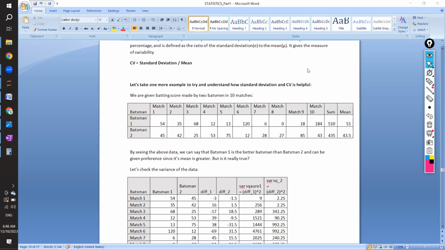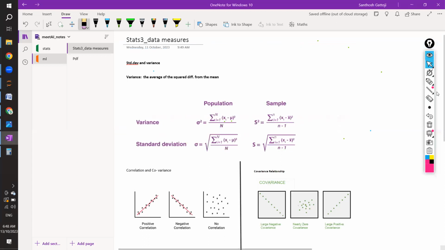Okay, we have seen standard deviation and variance, right? Fine. So I was showing you the standard deviation and variance formula, right? So we also understood what variance is. It's the average of the squared difference from the mean, right? So it will tell you how much each data point is differing from its mean. Okay, and we also got the standard deviation, which is the square root of this.